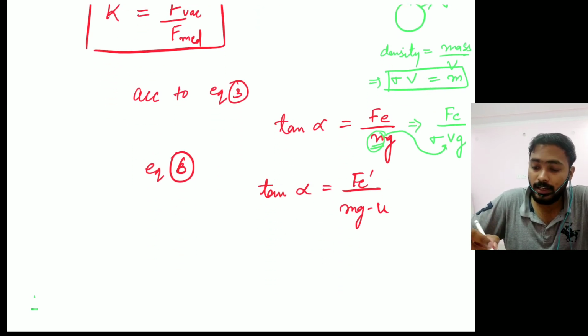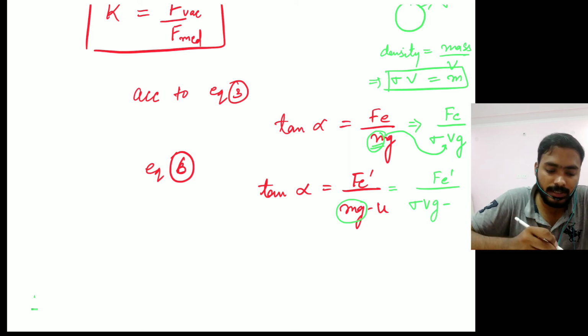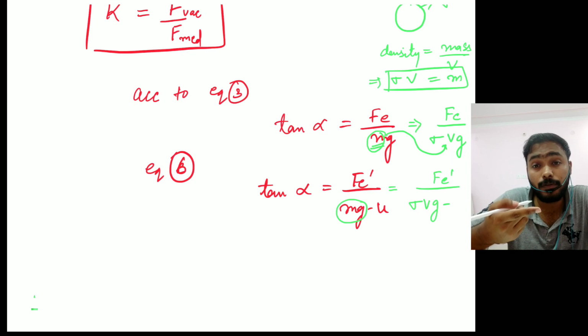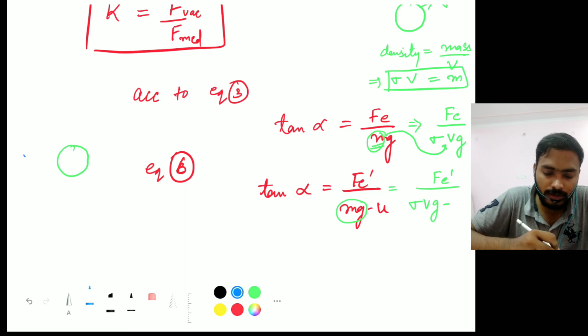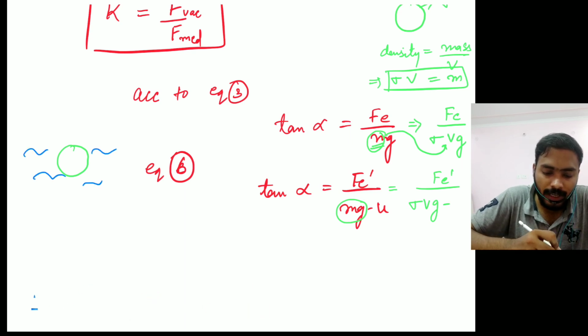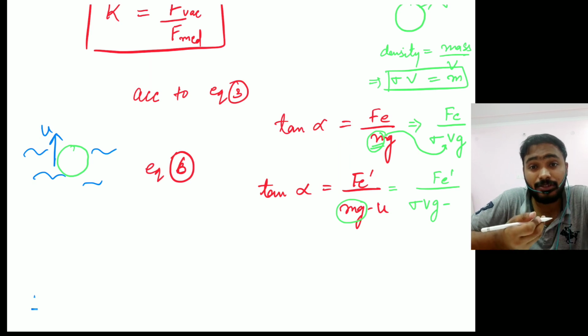Very clearly. And I can write for this case also, because in this case also we are talking about the same thing, so I can write this as Fe dash upon sigma times V times G minus upthrust. Now upthrust is actually again a force, an upward force by the water molecules. If this is my body, there will be water molecules, and these water molecules will provide an upthrust to this body.